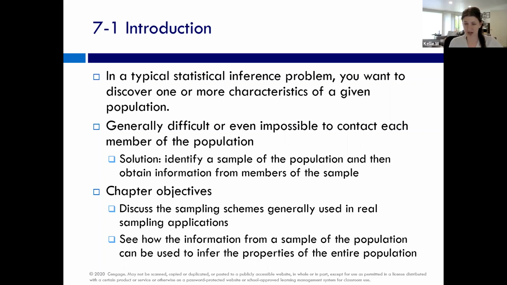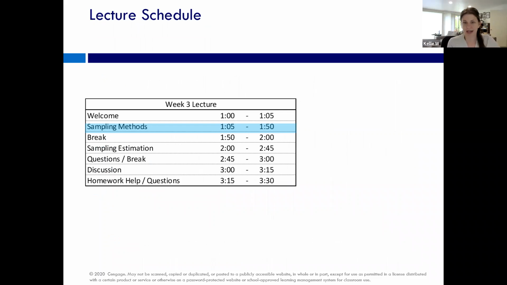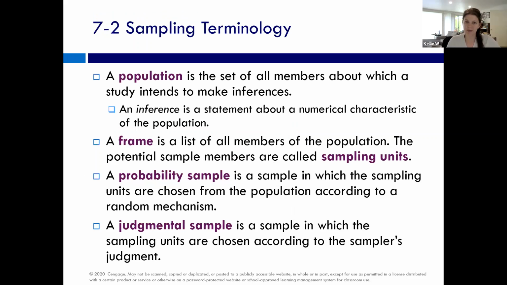We're going to cover the sampling schemes, which is the first part of our discussion. Then we're going to show how we can take information about a sample of a population and use it to infer information about the entire population. That's why you see the term inferential statistics. That's all that means. We're using information about a portion of the population to infer information about the entire population. There are some rules that have to be in place in order for that to work. When we say population, we're saying the set of all members about which a study intends to make inferences.